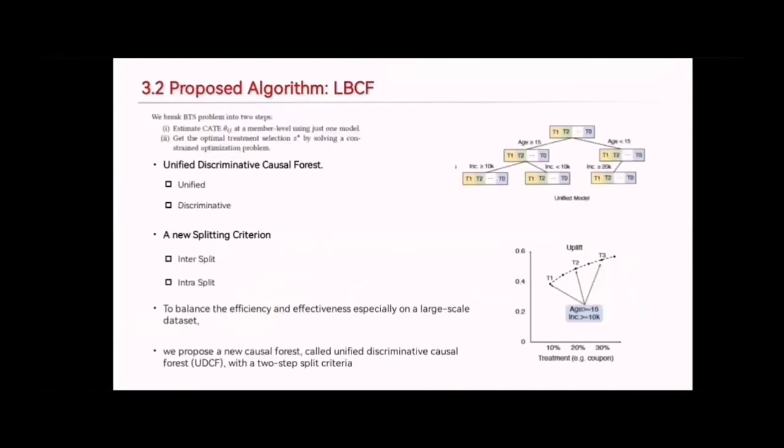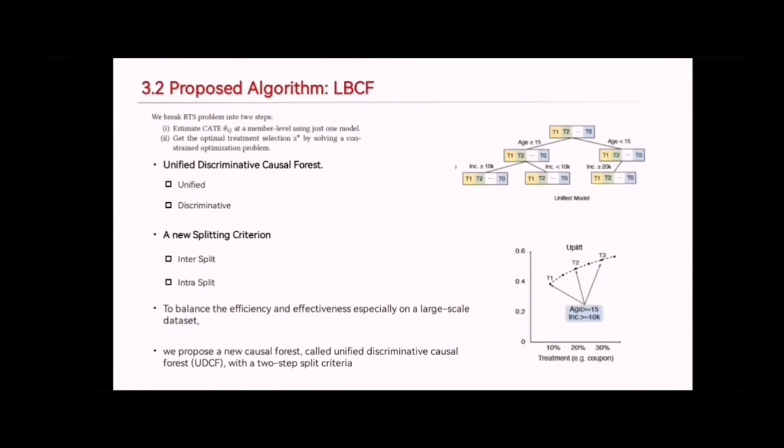Okay. Next, the proposed algorithm, LBCF. Overall, we break the BTS problem into two steps: estimate CATE and solve a constrained optimization problem. To overcome the limitations of MBCF and to discriminate the treatment effect estimation across multi-treatment by modifying BCF, we design a new multi-treatment causal forest model with the following two properties.